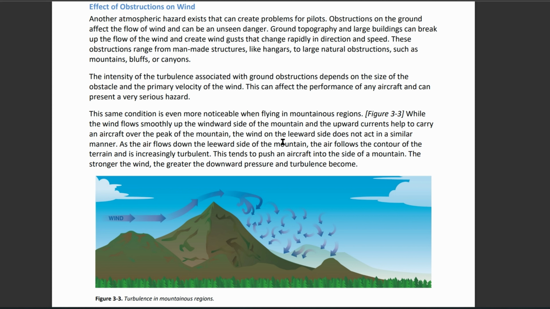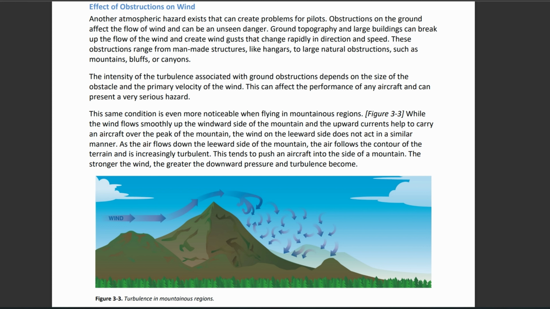Let's look at the effect of obstructions on wind. Obstructions on the ground can affect the flow of wind. So this could be buildings, mountains, anything that's an obstruction. The obstructions can break apart the natural, constant, smooth flow of wind, and it can create gusts, which in turn creates turbulence.